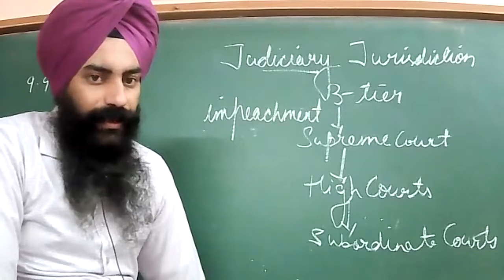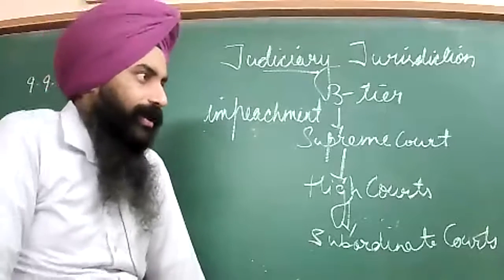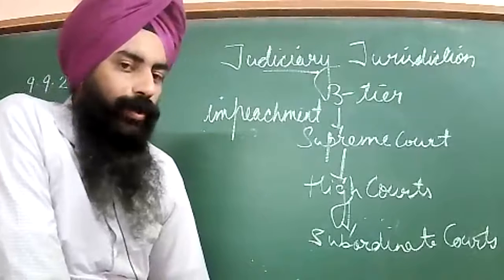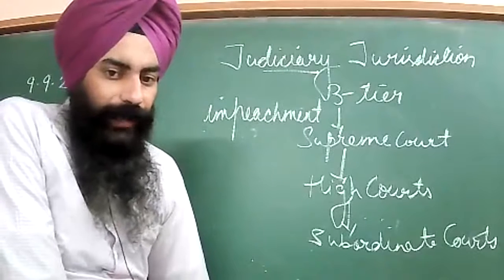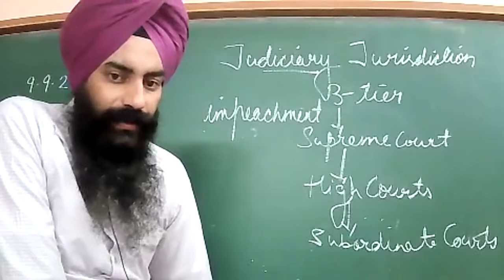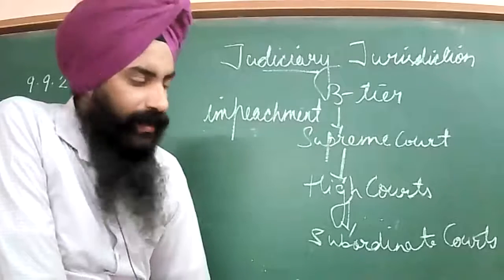Appellate jurisdiction: the proceedings of lower courts, the cases sorted out by the lower courts, can be appealed in the high courts. Clear? It can appeal towards the high courts.